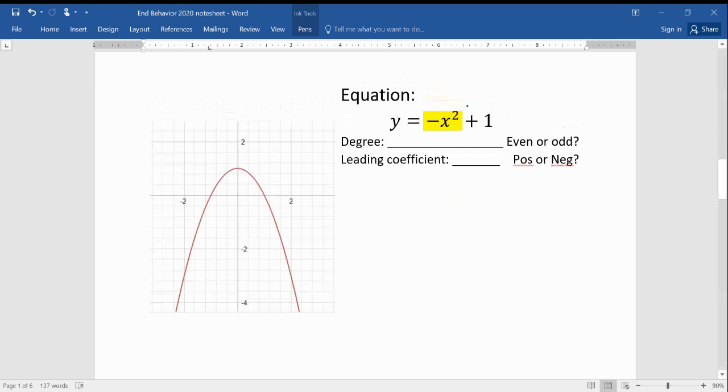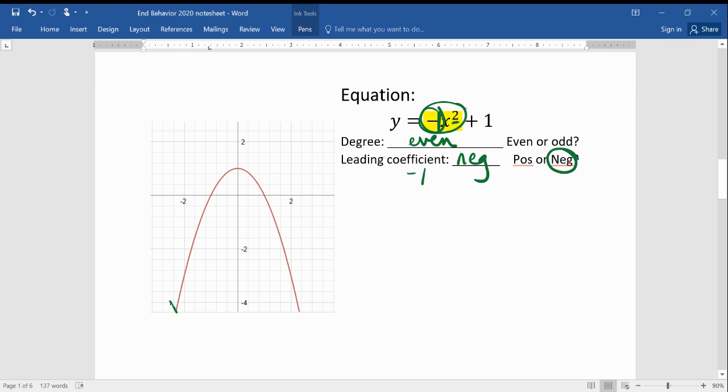We're looking at the highlighted term again because it's the one that's got the highest degree. This one is x squared, which is also even. The leading coefficient this time is a -1, so that is going to be negative. So this function has what we call even negative end behavior.